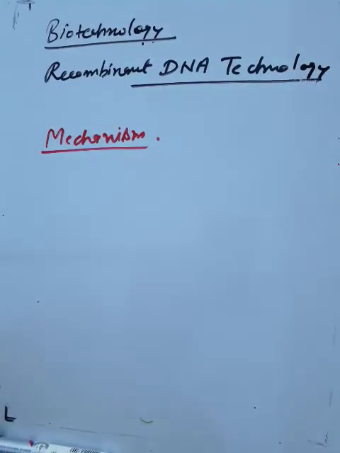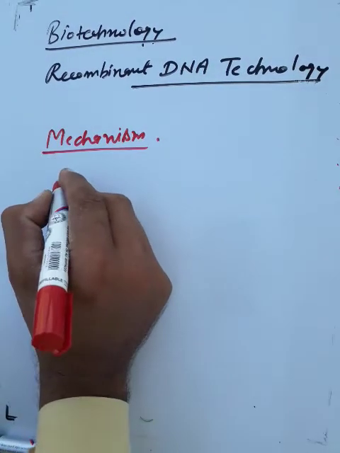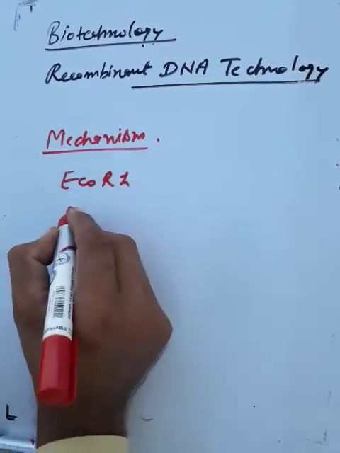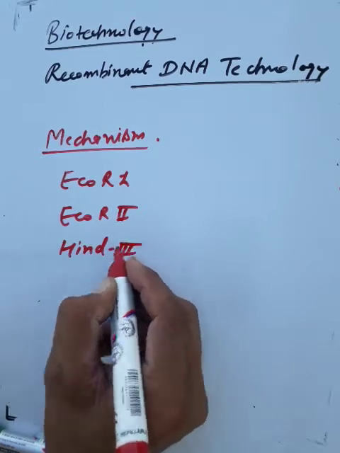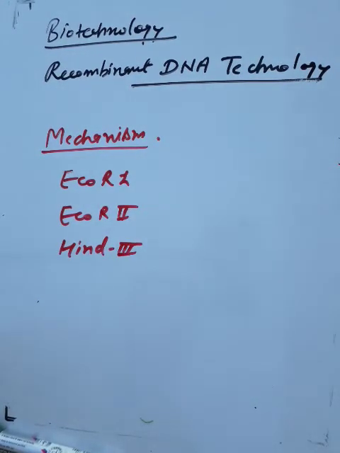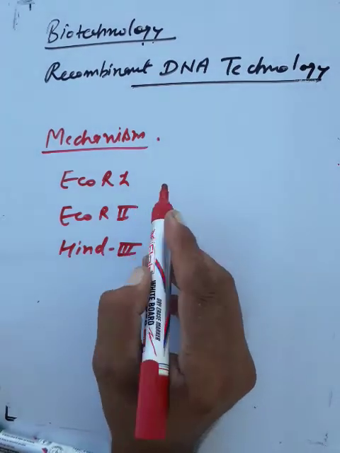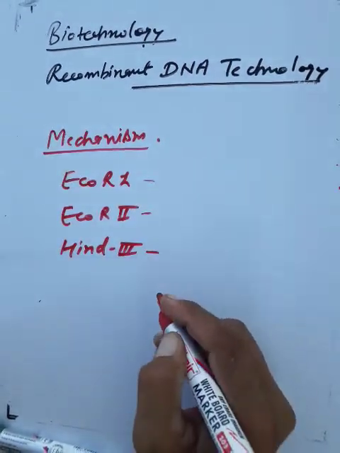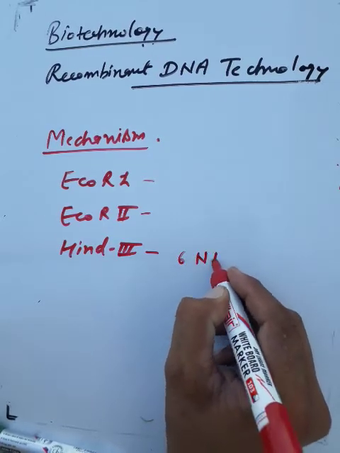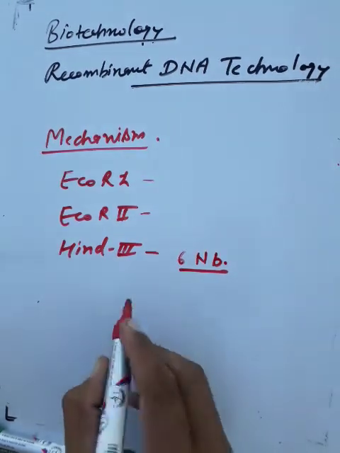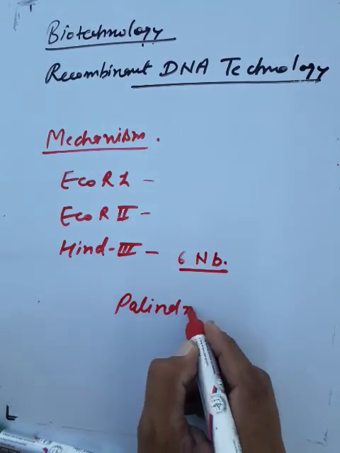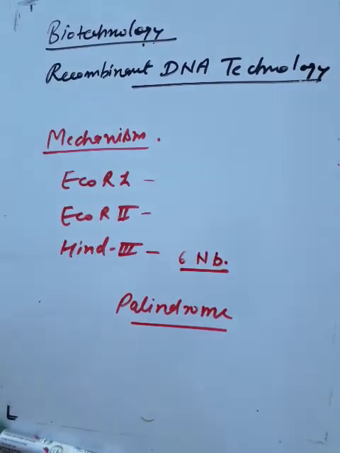First, the types of restriction endonuclease: EcoRI, EcoRII, and HindIII. These are the types of restriction endonuclease enzyme. Every type of restriction endonuclease has a specific sequence of 6 nitrogen base pairs. It is known as a palindrome. This special 6 base pair sequence is recognized by the restriction endonuclease enzyme.